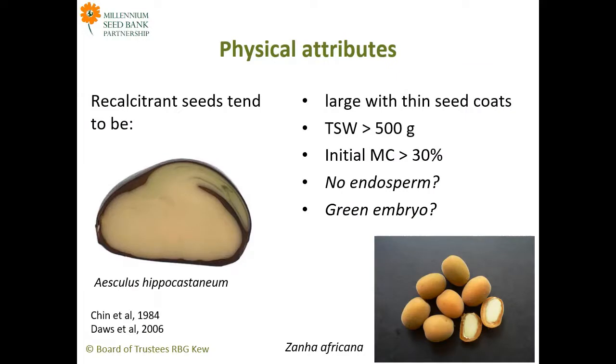A seed's physical attribute can be a way of quickly determining whether a seed is recalcitrant or not. Seeds that are recalcitrant or desiccation sensitive tend to be large with thin seed coats and have a 1,000 seed weight of more than 500 grams. They also show to have an initial moisture content of above 30% ERH. There are some who say the absence of an endosperm or the presence of a green embryo could also indicate recalcitrant seeds, but this hasn't really been studied conclusively yet, so we can't really verify it.